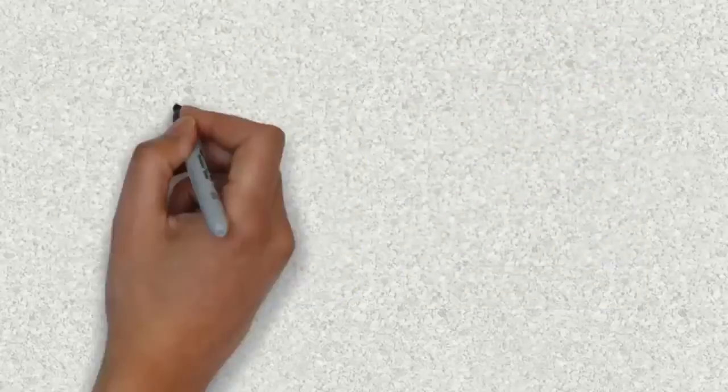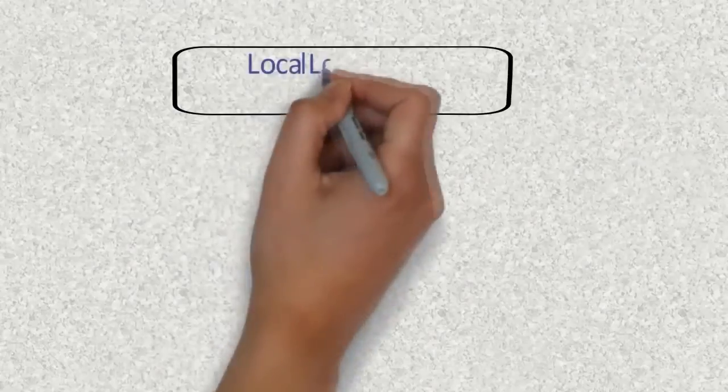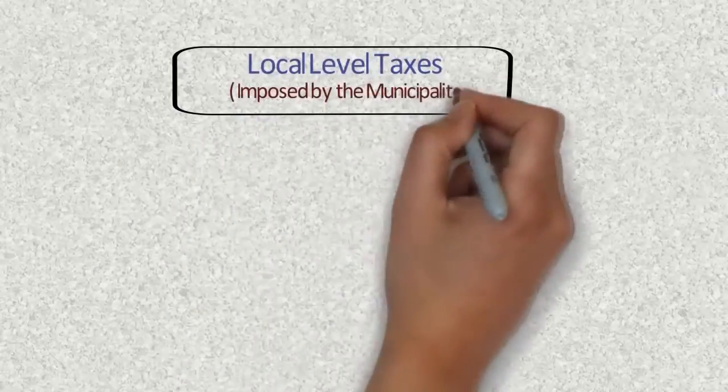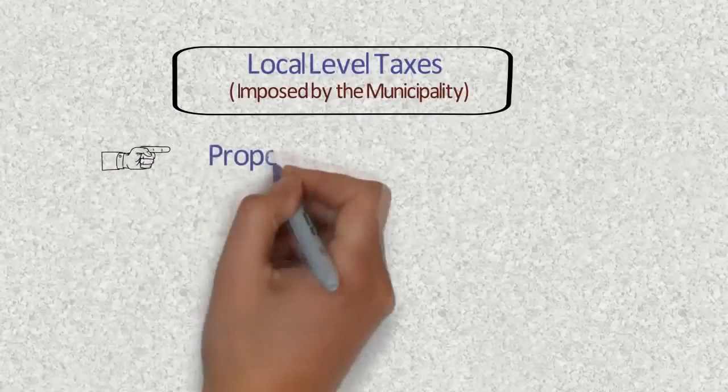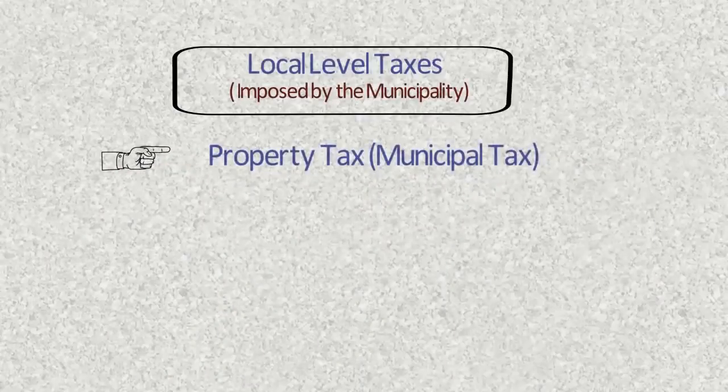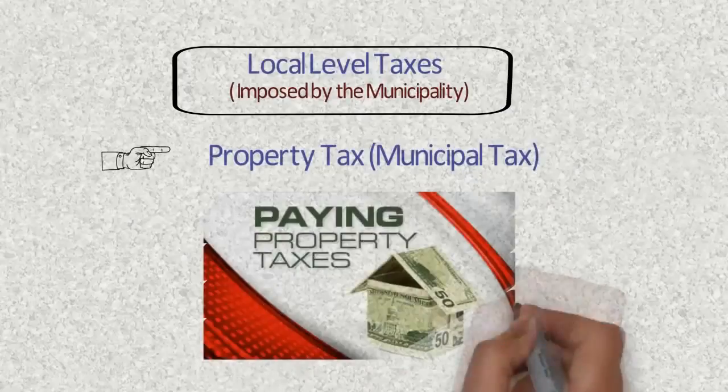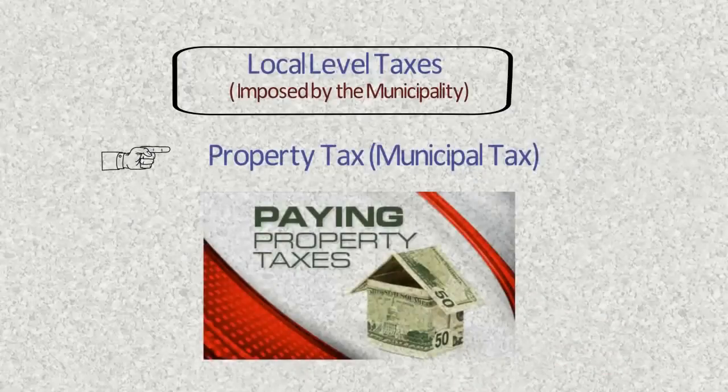Now it's time to have a look at the third and last level of taxes, which is local level. These taxes are imposed by the municipality of the local area. Property tax. Property tax is the annual amount paid by the property owner to the local government or the municipal corporation of his area. The property includes his house, office building, and the property he has rented to others. Property tax includes taxes like lighting tax, water tax, drainage tax.